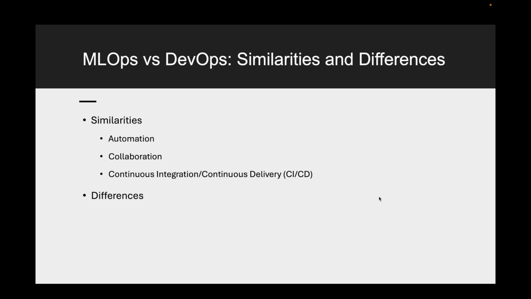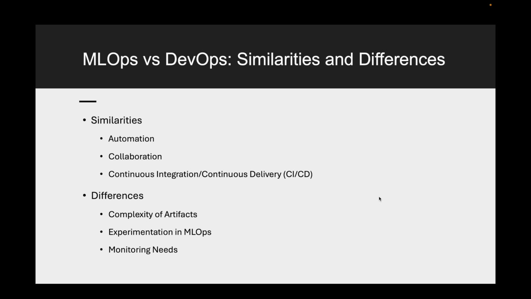Let's look at the differences. Complexity of artifacts. DevOps manages code, while MLOps manages code, data, and models. Experimentation in MLOps. MLOps emphasizes experimentation, which is hyperparameters and model architectures, which is less prominent in traditional DevOps. And then we have monitoring needs. In MLOps, models need to be monitored for both performance and concept drift, whereas DevOps primarily focuses on system uptime and performance.